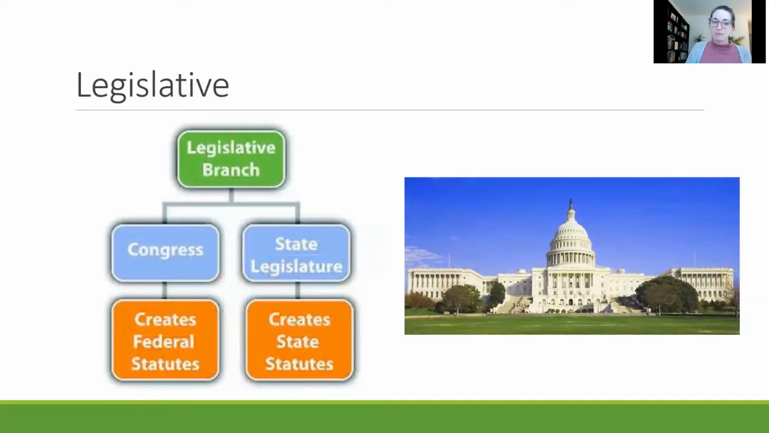The legislative branch, and the image here I want you to keep is the Capitol building, is when we think about Congress. At the federal level, we have Congress, both the House and the Senate, and they create federal statutes. And at the state level, we have the state legislature, and they create the state statutes. So when we think about the legislative branch, their job is to create the laws that the executive branch will then enforce.